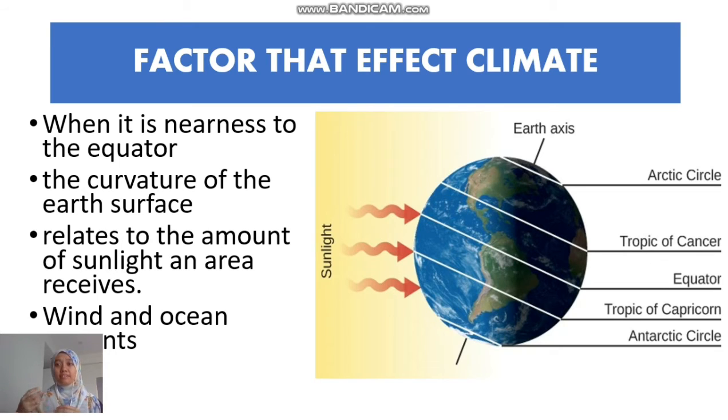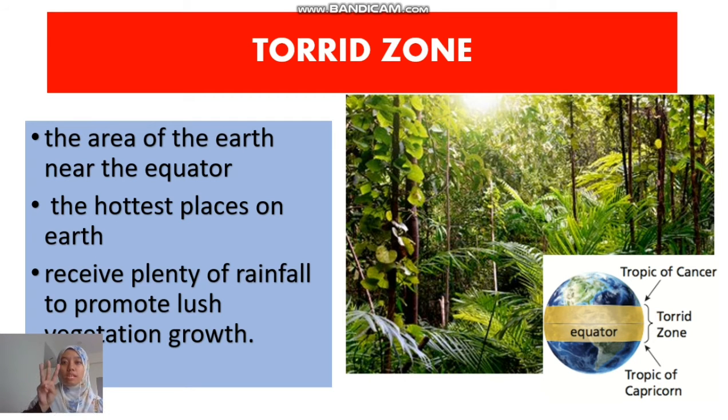How do we identify the climate zone? It is by how near it is to the equator. Right? And the shape of the Earth will also affect the climate zone. The amount of sunlight that the area receives will also affect the climate zone. Wind and ocean currents are also other factors that affect the climate zone. Let's go through the three types of zones.